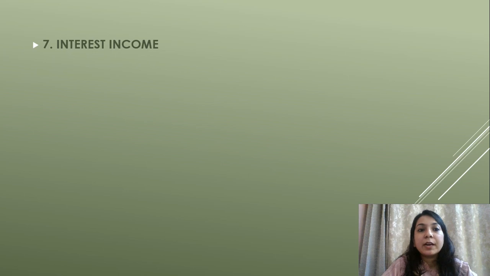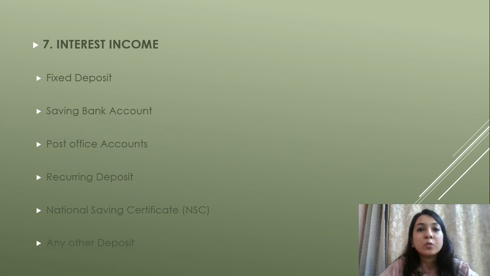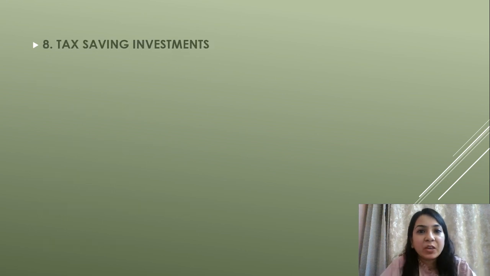Seventh point, interest income. So interest income you can get from any of the sources like fixed deposit, saving bank account, post office accounts, recurring deposit, national saving certificate, and any other deposit it can be. So make sure that you collect the interest certificate for all the investments you have done and include it in your income tax return.